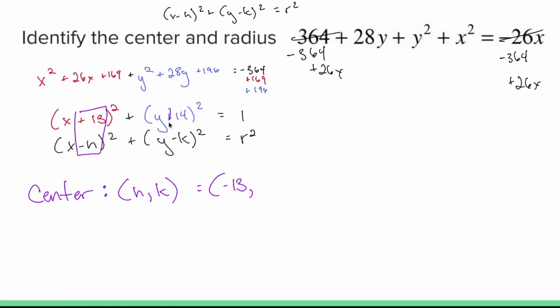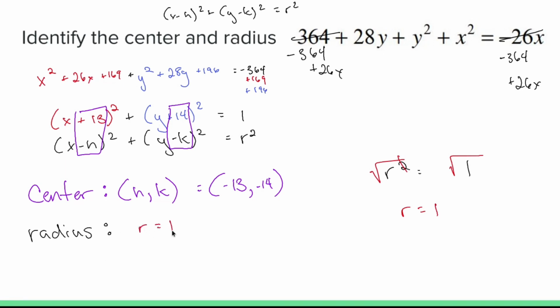Negative k is positive 14, which means positive k is negative 14. I did that one right. So that's my center. My radius is found by doing r squared and setting it equal to 1. So you square root both sides. Don't worry about the positive or negative because you can't have a negative radius. And the square root of 1 last time I checked is 1. So the radius is 1.